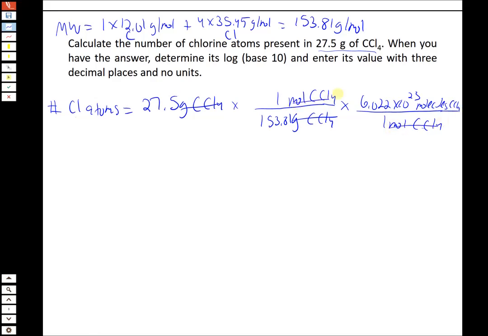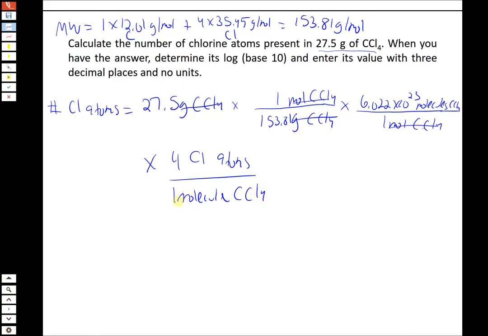And again, I think a lot of you probably stopped here. We would have gotten the number this way, but this is the number of molecules of CCl4. We're looking for the number of chlorine atoms. And from the formula of the compound, which can be interpreted in terms of molecules or moles, we have 4 chlorine atoms for every molecule of CCl4.